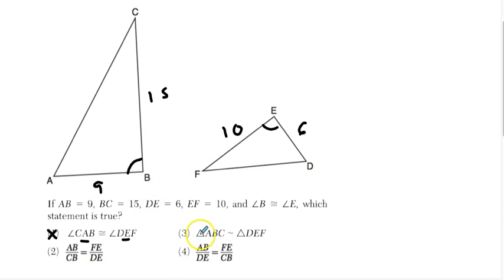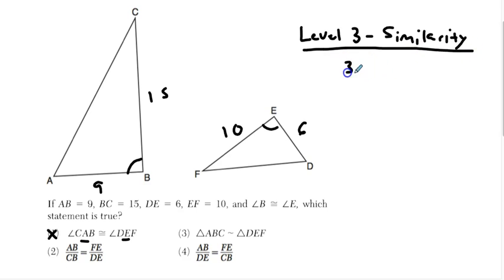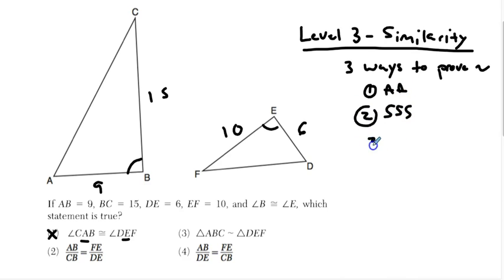Next thing is we see that triangle ABC is similar to DEF. And I would ask myself this: can I prove that these two triangles are similar? And I'm going to go for it. So this is a level 3 question. It's about similarity. And you might remember there's 3 ways to prove similarity. Those 3 ways are 1, angle, angle, 2, side, side, side, and 3, side, angle, side. And those are the only 3 ways to do it.